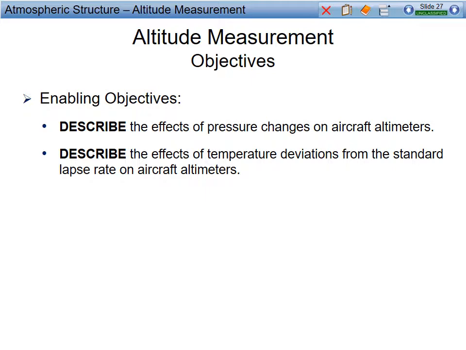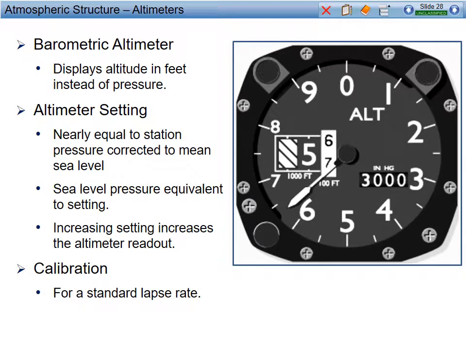Next, we'll talk about altitude measurement. The display is a representation of an altimeter that you would see in the aircraft. The barometric altimeter displays altitude in feet instead of pressure, because to see it in pressure would not be useful to us. We typically fly at mean sea level altitudes on our altimeter. The setting should be nearly equal to station pressure corrected to mean sea level. In other words, it should be the equivalent pressure setting that you would see on the surface distribution chart.